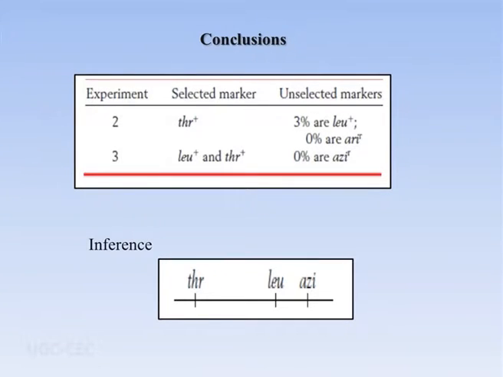In the third experiment, when leucine and threonine are both taken together, then 0% are sodium azide resistant. Hence the gene order of the three genes is threonine, leucine, and sodium azide. So in this way, we can infer the gene order with the help of co-transduction, or generalized transduction experiments.